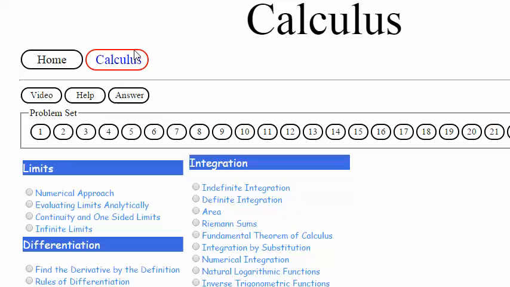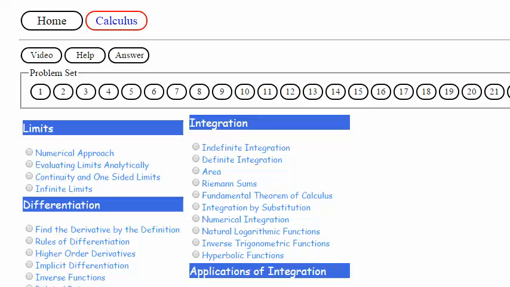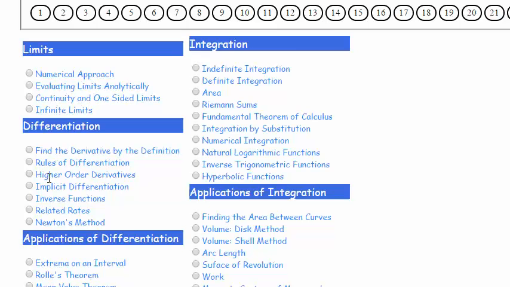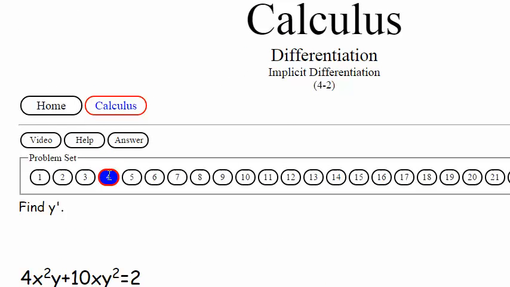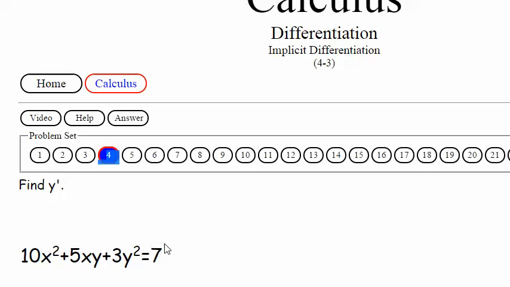Okay, we're here at gotomath.com looking at some calculus problems. Implicit differentiation 4-2 is what I just did in the last problem, so is there a 4-3? I thought there was, and actually there is. Ooh, that does not look good. We'll need to write that one down.